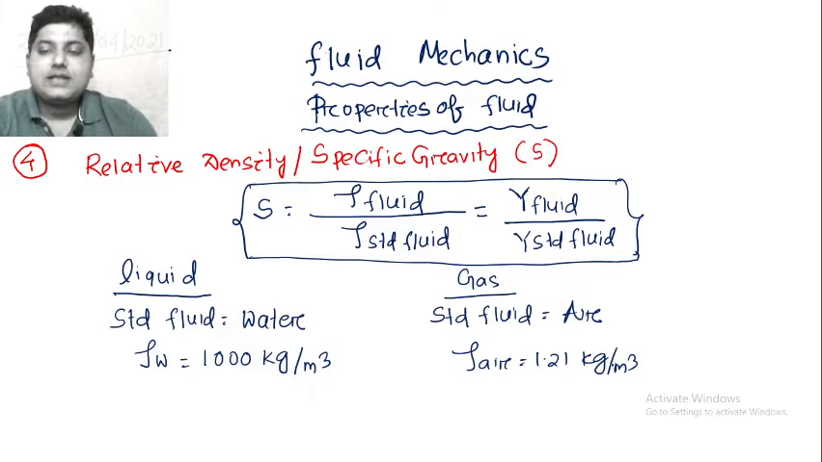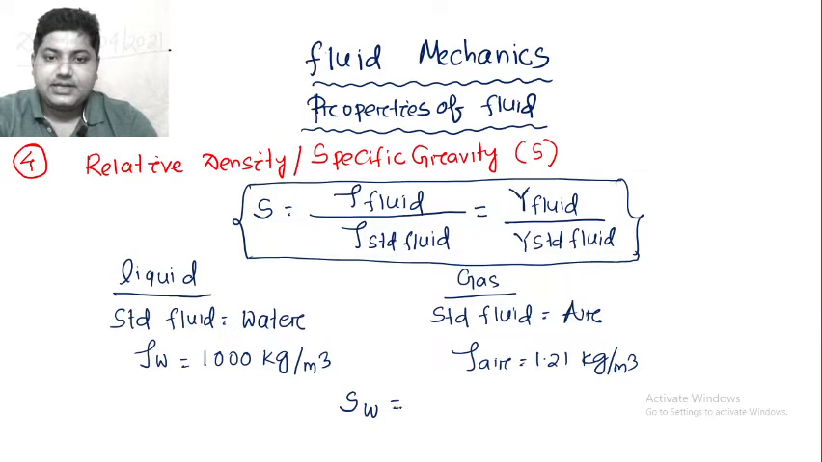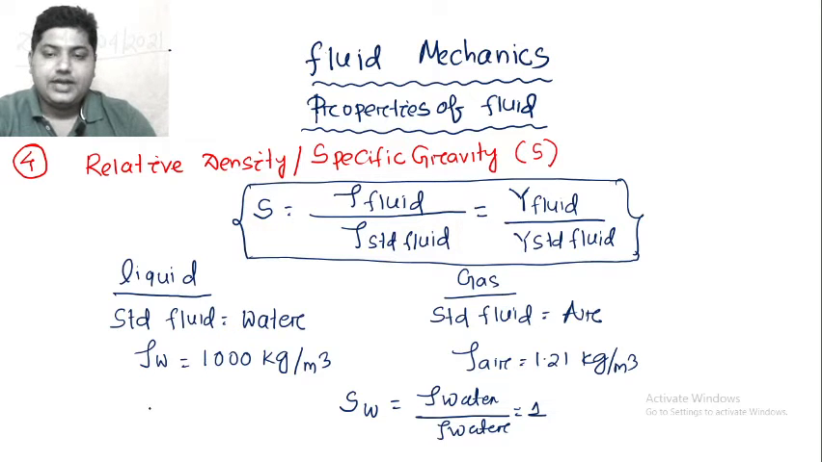So what is the importance of specific gravity? We always compare the specific gravity of a substance with respect to the specific gravity of water. If you want to find the specific gravity of water, that will be the density of water divided by the density of water, which is equal to 1. So the specific gravity of water is equal to 1.